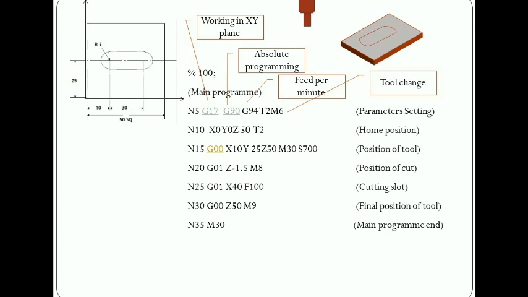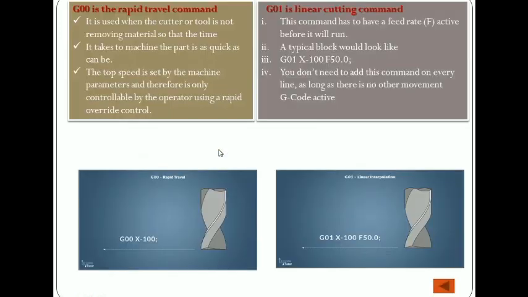Once it reaches the home position, I will prepare my tool to go to the correct position, because I have to cut the slot at a distance of X equal to 10 and Y equal to 25. So for that I am writing the line N15 G00 X10 Y-25 Z50 M3 S700. Let's see what this G00 is. G00 stands for rapid motion. We use this command when no cutting action is taking place. It means the tool goes to the position very quickly.